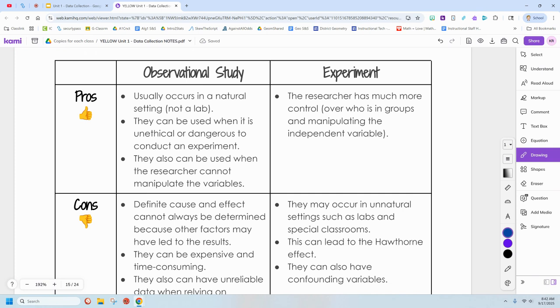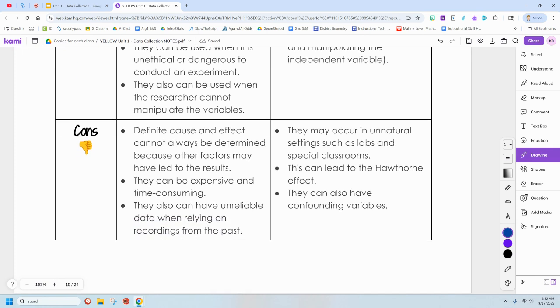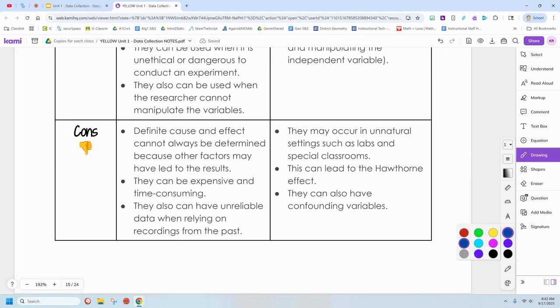All right. There are cons, though, because remember, observations, you cannot necessarily do the cause and effect piece, okay? That cannot always be determined because there's other factors out there that we can't eliminate. So the nice thing about an experiment is that you can really hone in and get rid of those confounding variables that might affect what's going on. Observational studies can be expensive and time consuming.